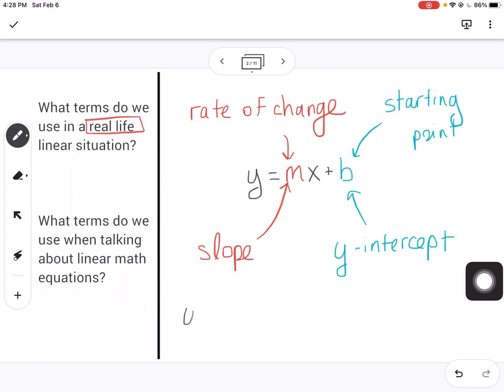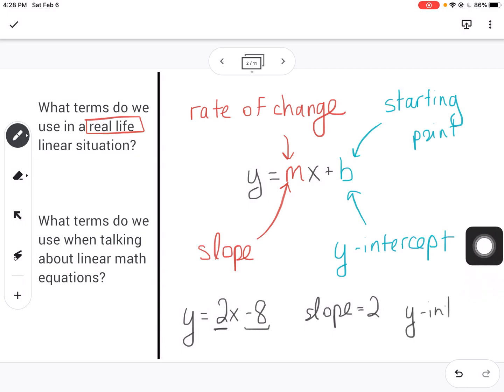So for example, if I had an equation like this, my slope would be 2, and my y-intercept would be -8. Okay, go ahead and write this down in your notebook.